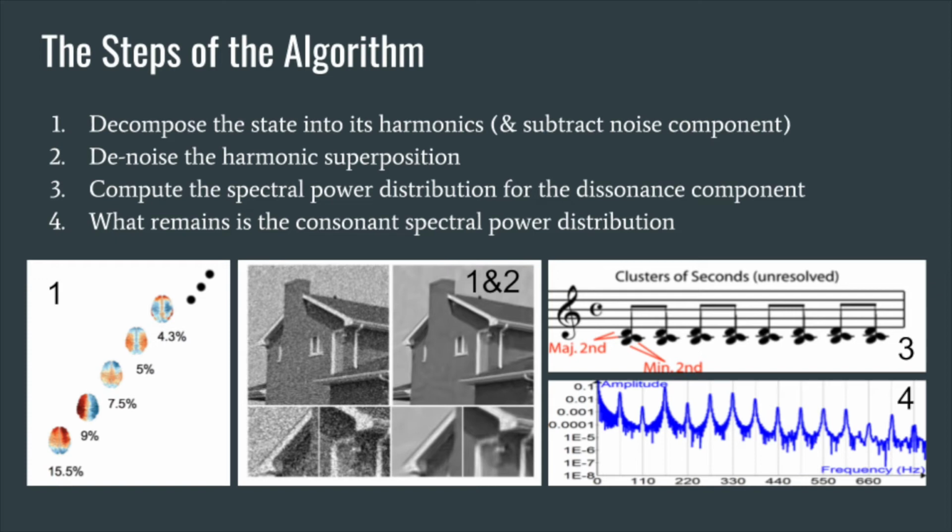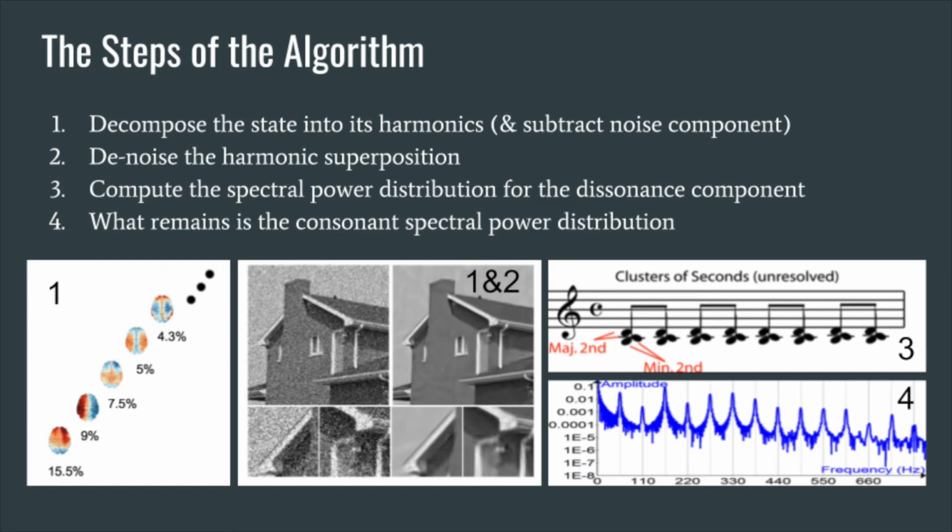And then you compute the spectral power distribution of the dissonant component. In other words, when you have high-frequency harmonics that are in a state of dissonance, that would be high-frequency dissonance. When you have low-frequency harmonics in a state of dissonance, that would be low-frequency dissonance. And the experiential character of that dissonance might be different. Maybe high frequency might correspond to anxiety or irritation, whereas low-frequency dissonance might correspond to depression or nausea. And finally, what remains is the consonant spectral power distribution.